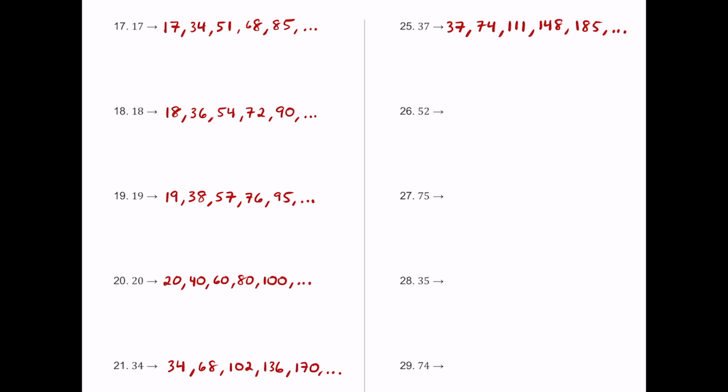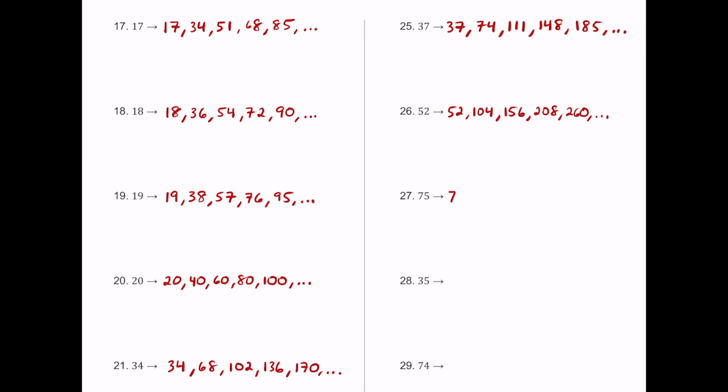For 26, we have 52. So here's the first multiple, 52. Another 52 makes 104. Another 52 on top of that is going to make 156. Another 52 on top is going to be 208. And finally, a last 52 on top of that is going to be 260. So those are going to be the first 5 multiples here.